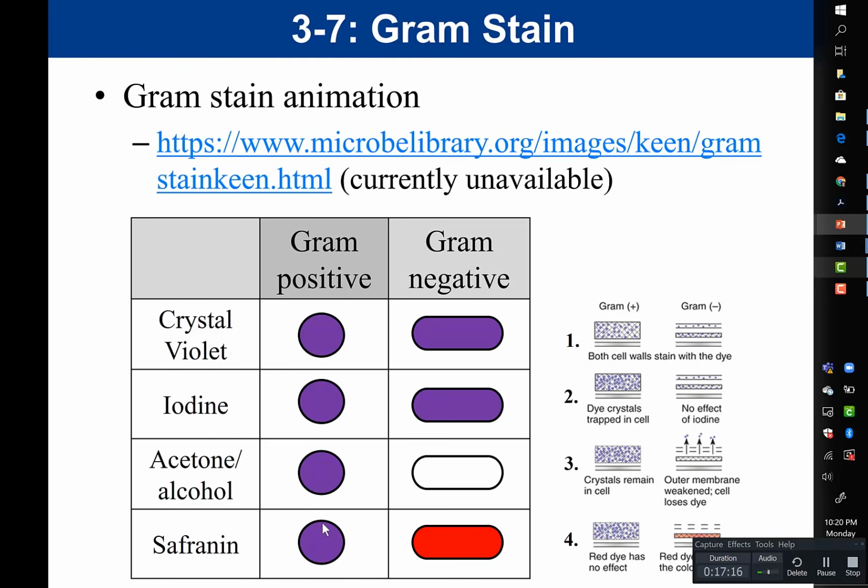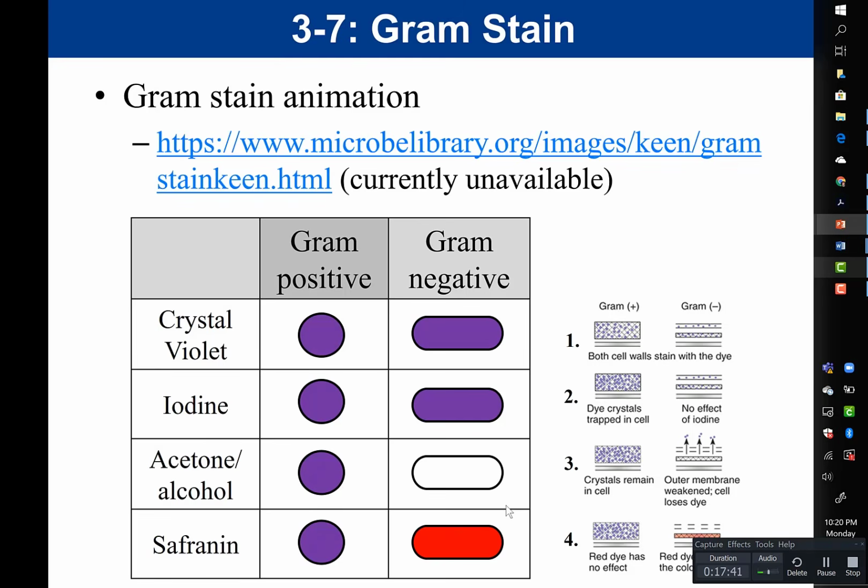So at the end of the procedure, gram-positive would appear purple. Gram-negative would appear pink-red because they became colorless during the decolorization step. But this is why we need the secondary stain, because we need to be able to visualize those gram-negative bacteria. So this is why we use our secondary stain, which is going to be our safranin.